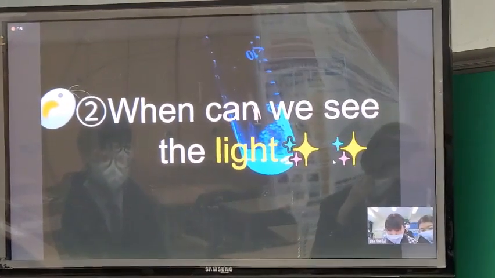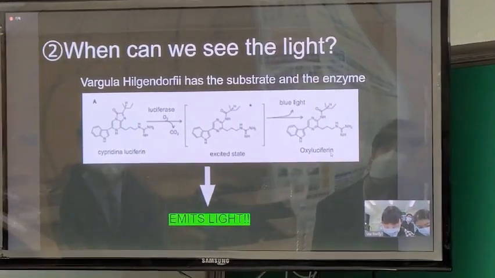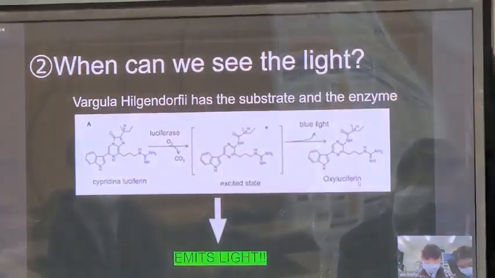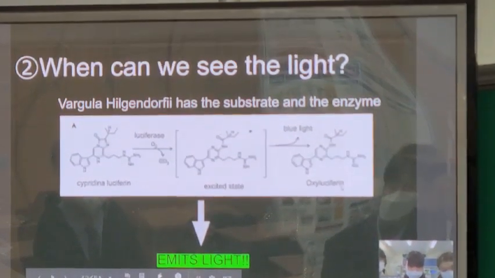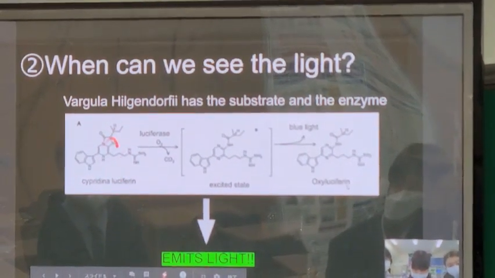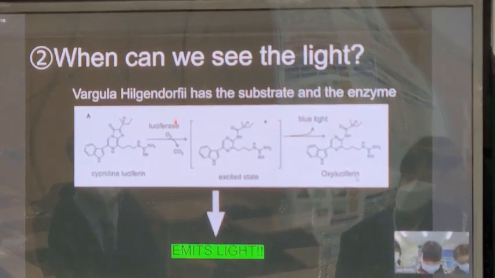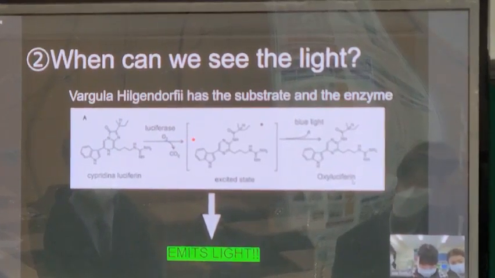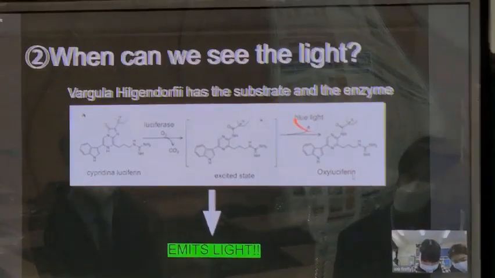Second, when can we see the light? Regular Huygendorf has a substrate and an enzyme. This is the substrate, and this is the enzyme. When they react with oxygen inside the water, it emits light. It emits beautiful blue light.